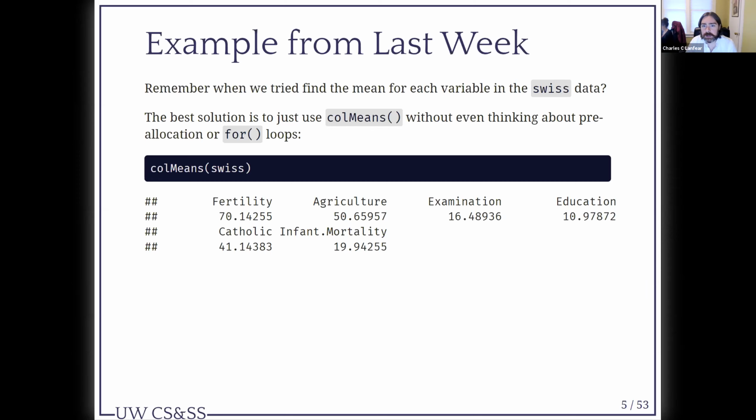So if you remember when we tried to find the mean for each variable in the Swiss data set, right? I could have done it with a loop. I could do it with an apply statement or something, but the best solution is just to use a function like column means and then not even have to think about pre-allocation, writing a loop, or even writing an apply statement, okay? If I want the mean of every variable in the Swiss data set, I can say, give me the column means of Swiss, and it's going to spit out a vector with each column name and its mean value under it. Okay, it just does it for us, and we don't really have to think about it. This is a vectorized command that takes care of all the hard programming stuff for us.